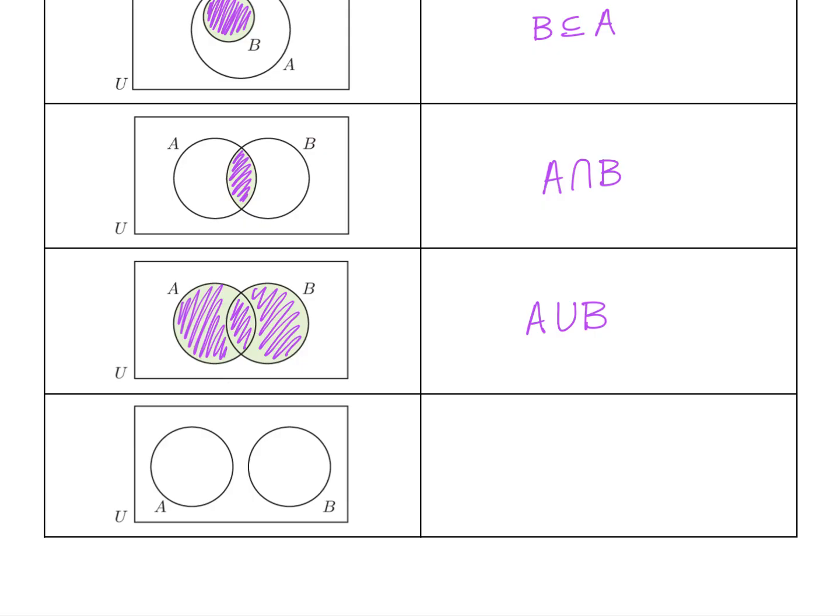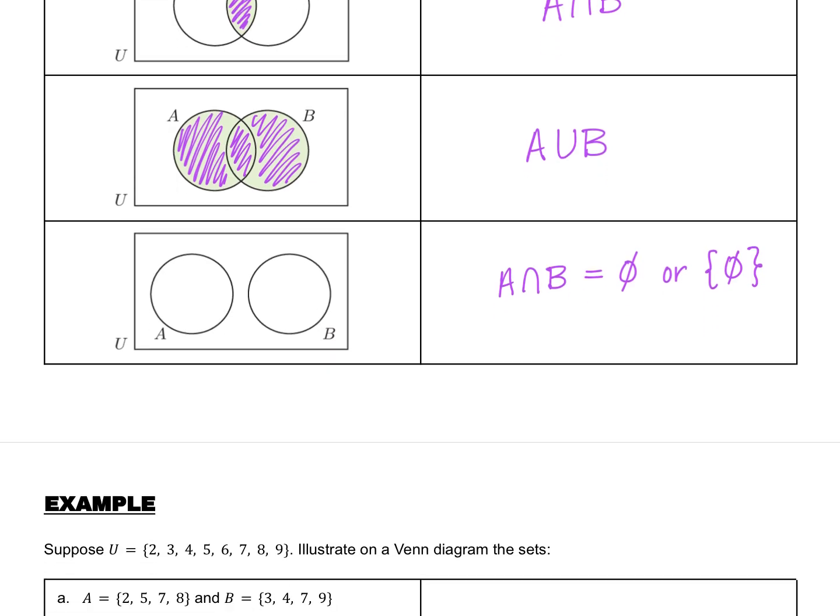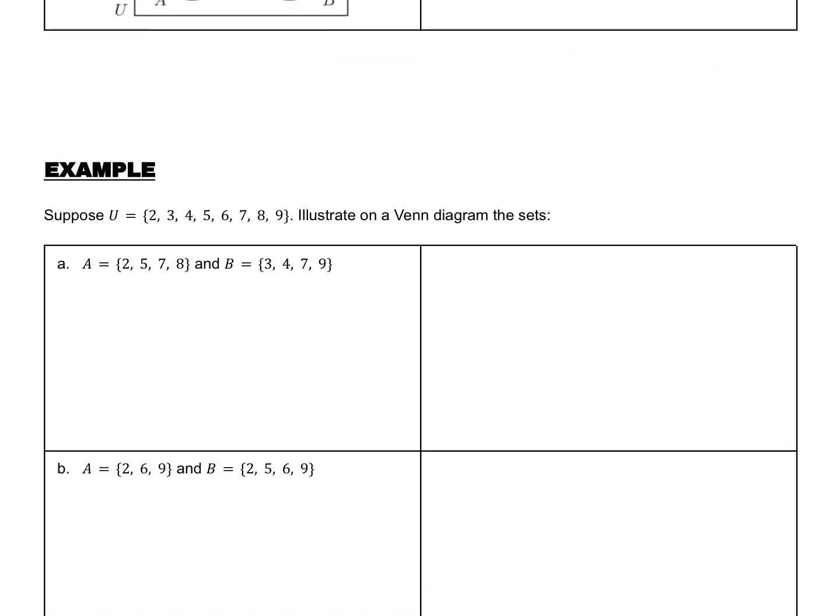And the last Venn diagram here, which is Venn diagram number 5, as you can see here, sets A and B do not overlap. They do not intersect, which means that we can write this as the intersection between A and B is equal to no elements, or you can say that you have the empty set, written inside of brackets. All right. So let's look at an example.